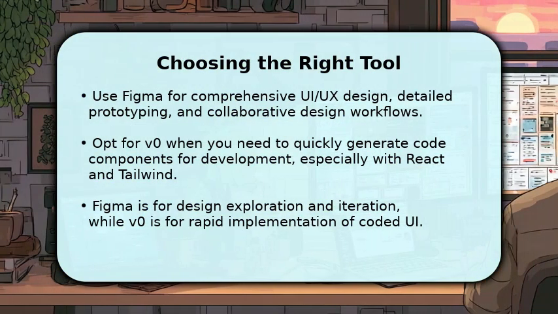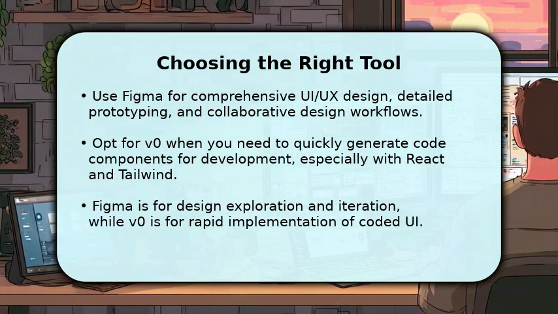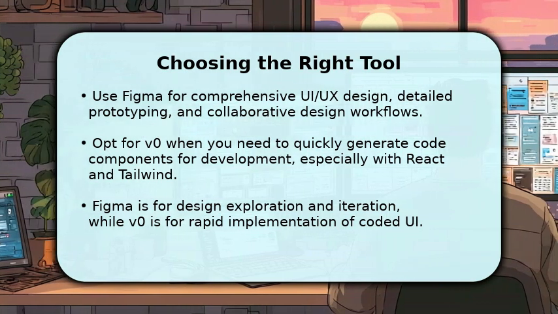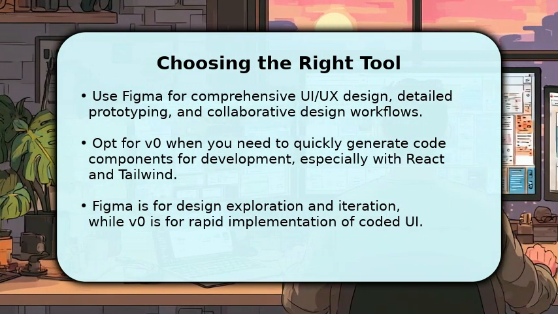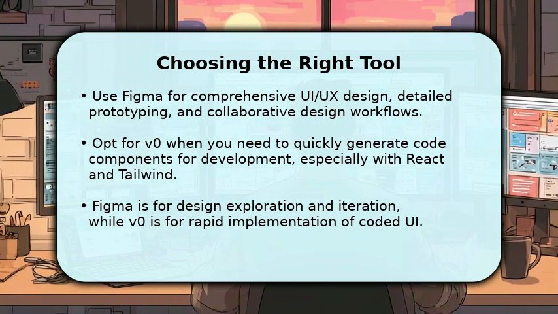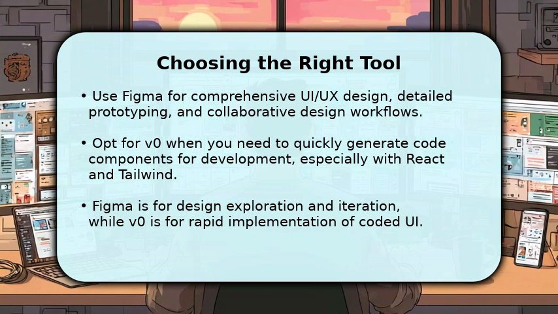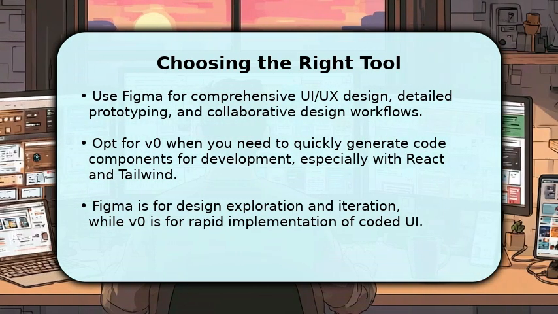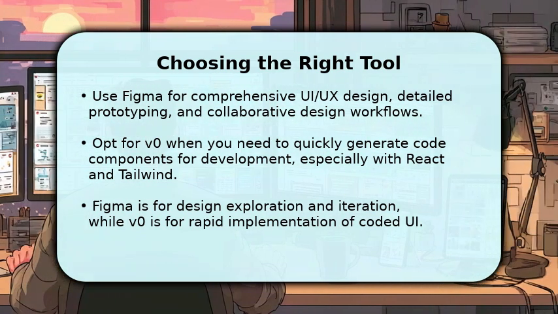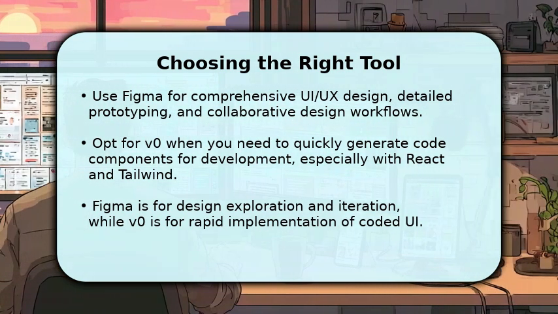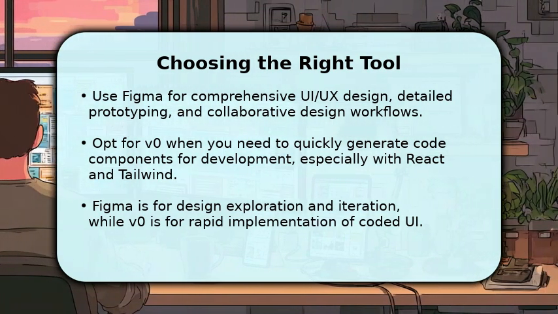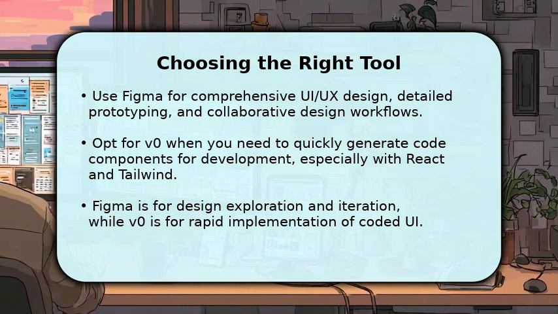So, when should you choose which? Use Figma for comprehensive UI/UX design, detailed prototyping, and collaborative design sprints where visual fidelity and iterative refinement are paramount. Opt for V0 when your priority is quickly generating coded components for development, especially if you're working with React and Tailwind. Figma is for design exploration, while V0 is for rapid implementation. Consider integrating both for a powerful, streamlined design-to-development workflow, leveraging each tool's unique strengths.